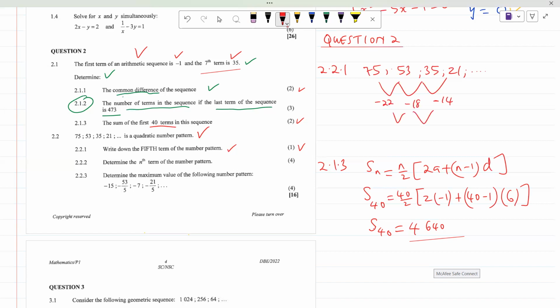Right, so we come here now. What is minus 18 minus minus 22? We get plus 4. Minus 14 minus minus 18, we get 4. So it's a plus 4, but the terms are decreasing, because it's negative 22, negative 18, negative 14. Right, so the next second difference is going to be 4, and the next one is going to be 4. You can continue with this pattern.